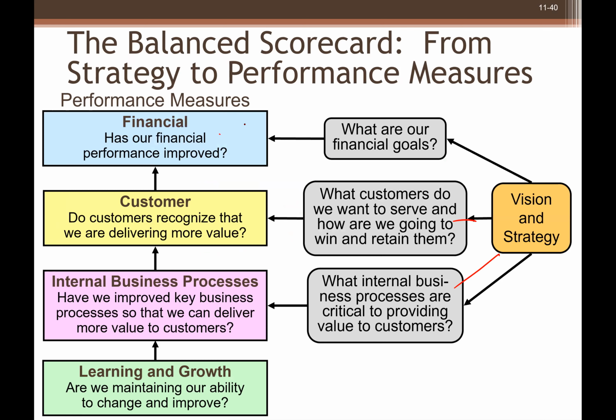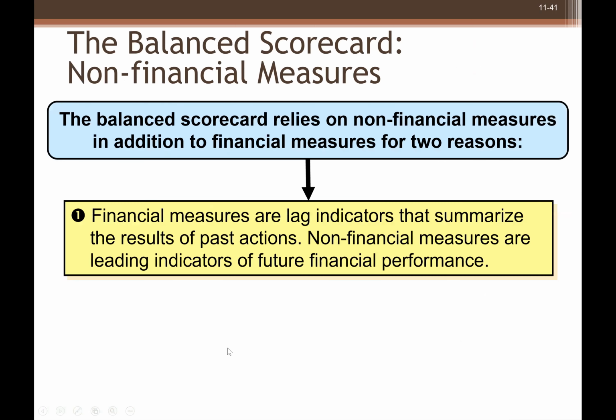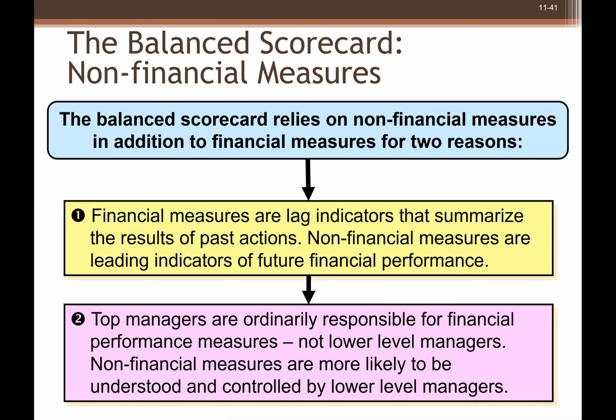So how is our performance, whether our performance improves or not, whether our customers recognize our value or not. Internal business process is whether we can deliver to our customer on time. Learning and growth is whether we maintain our ability to change or improve, or to keep our valuable people with us. So basically you measure each and every one according to these four indicators. The balanced scorecard also relies on non-financial measures, right?